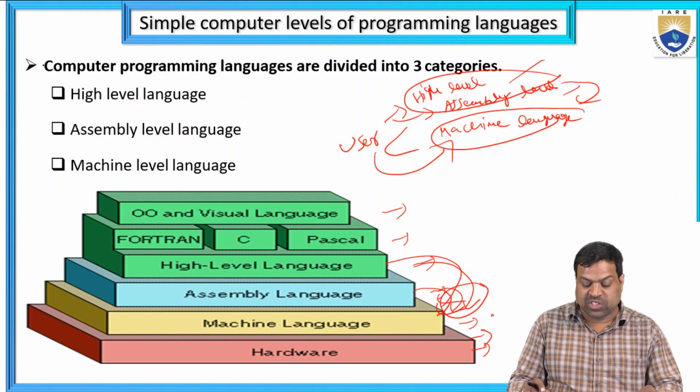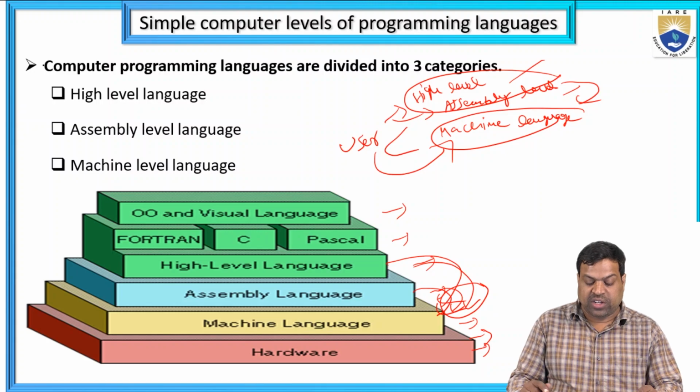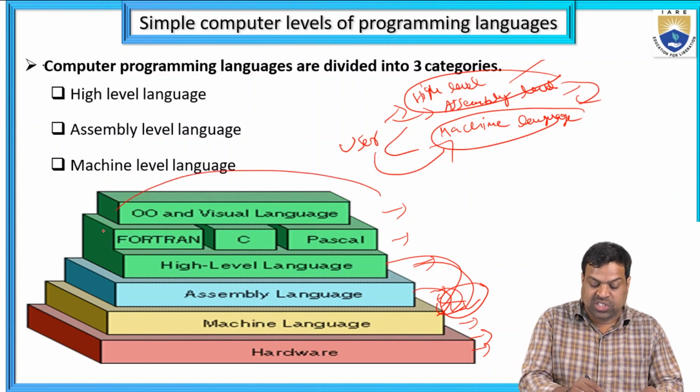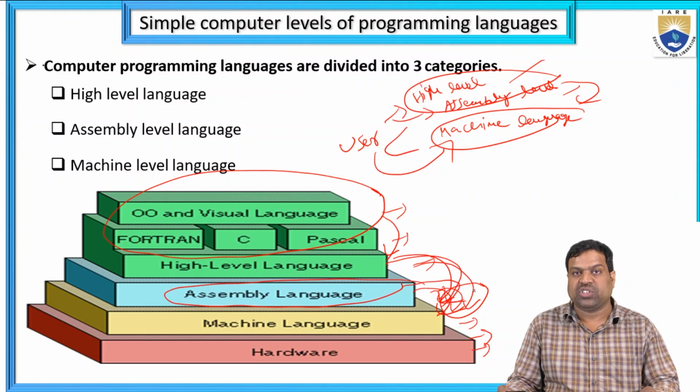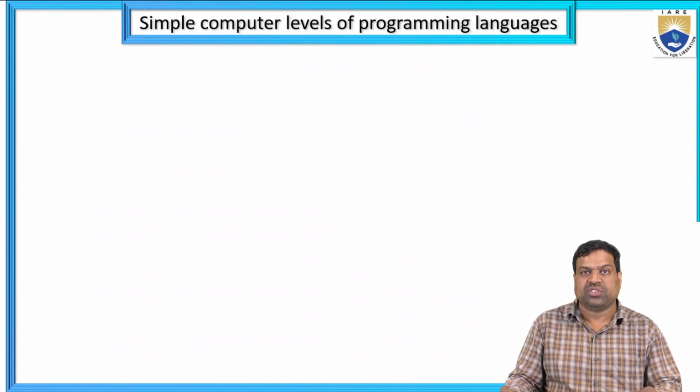What are the high level languages? For example, C, Pascal, Java, .NET and visual languages. These are called high level languages, and they are converted to the machine level. If I take assembly language, it is also converted to machine language. So we have high level language, assembly language and machine level language.